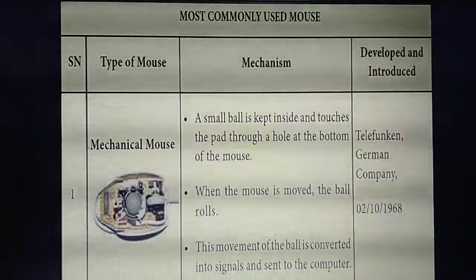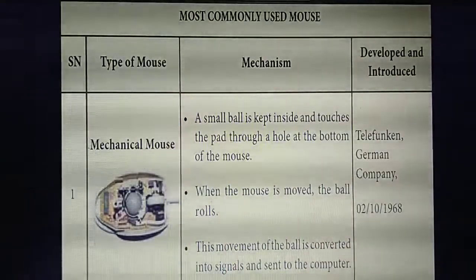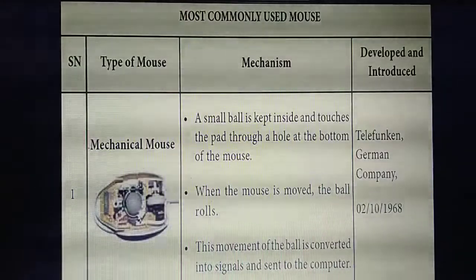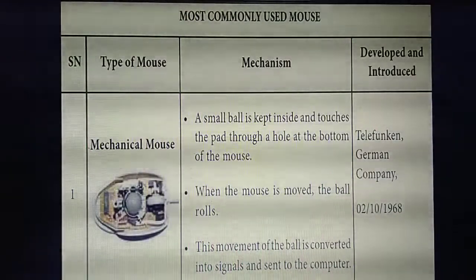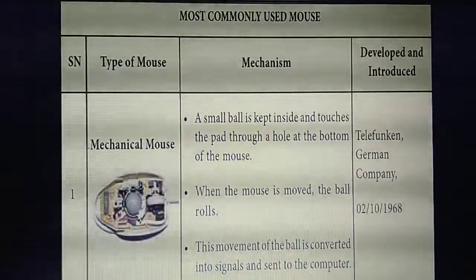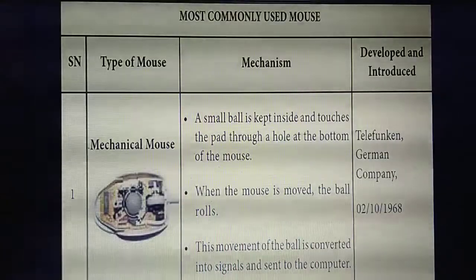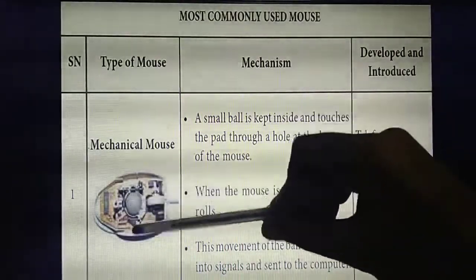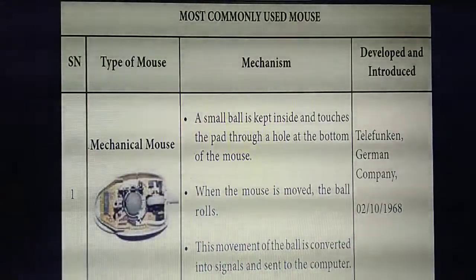Usually you will keep the mouse on a small pad. You call that a pad. If you are keeping the mouse on the pad, in this mechanical mouse at the bottom part, one hole is there. At the bottom of the mouse, what will be present? A hole. Through that hole this ball will touch the pad at the bottom. Understand?